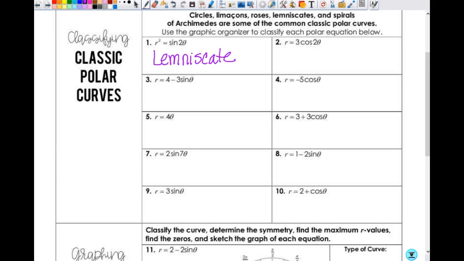What do you think about number 2? Is it a circle? It's a rose. It's a rose because these look very similar to circles, except if you have a number in front of theta, that's what makes it a rose. And how many petals would this rose have? 4. Good. This would be a 4-petal rose.